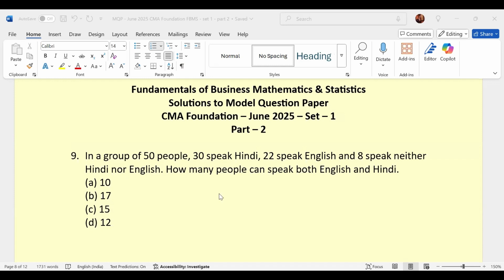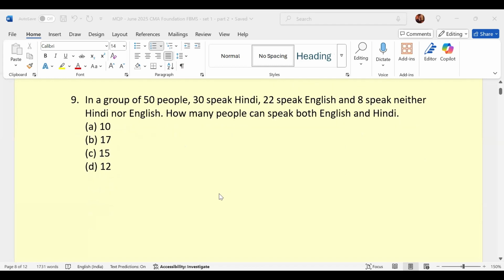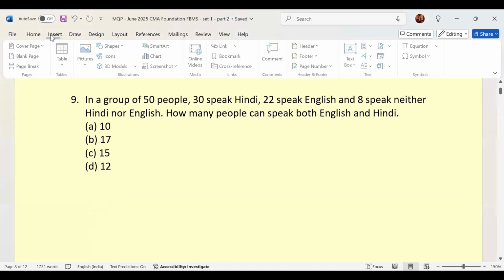In a group of 50 people, 30 speak Hindi, 22 speak English, and 8 speak neither Hindi nor English. How many people can speak both English and Hindi? We'll create one Venn diagram for this.